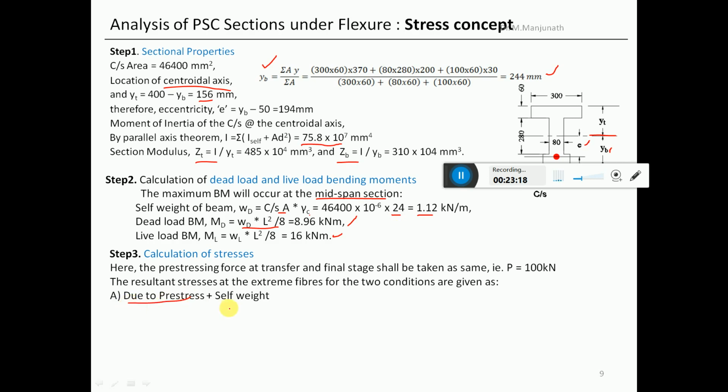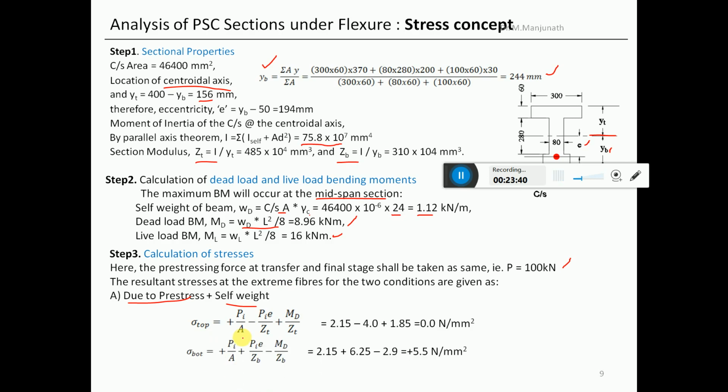One is due to pre-stress and self-weight. So the pre-stressing force is given. So we use the expressions to calculate the maximum stresses which occur at the extreme fibers. So this is the expression for the stress at the top fiber and the expression for the stress in the bottom fiber.